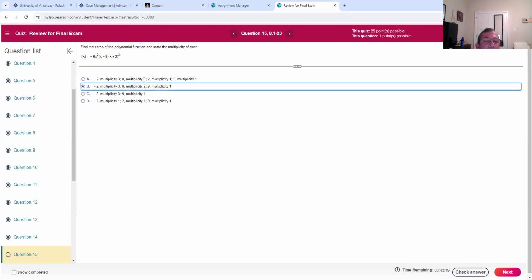A, they actually had 4 zeros for A. Figure that out, right? And then D had 3 zeros, but they didn't get the 0 when they put an extra 2 in there somehow. So just work that out, get your 3 zeros, their multiplicities, and then pick the right choice, okay?